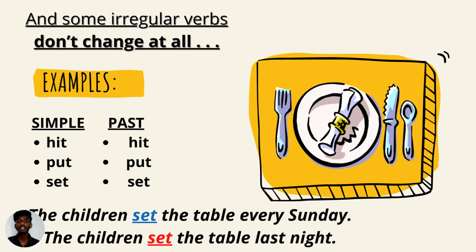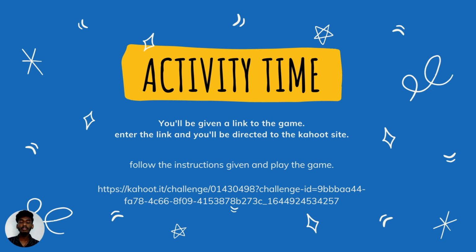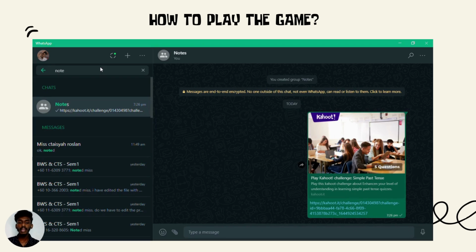And of course, to enhance our knowledge in this chapter, a game is always needed. Let us bump into the next slide, which is the activity time. You'll be given a link to the game. Enter the link and you'll be directed to the Kahoot site. Follow the instructions given and play the game. The next slide would be the demonstration on how to play the game.